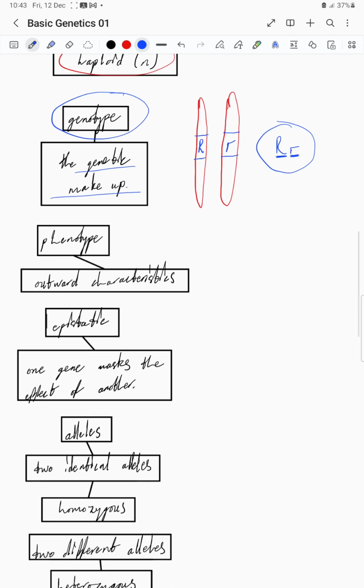So we also have what is called a phenotype. This is the outward characteristics of an organism.